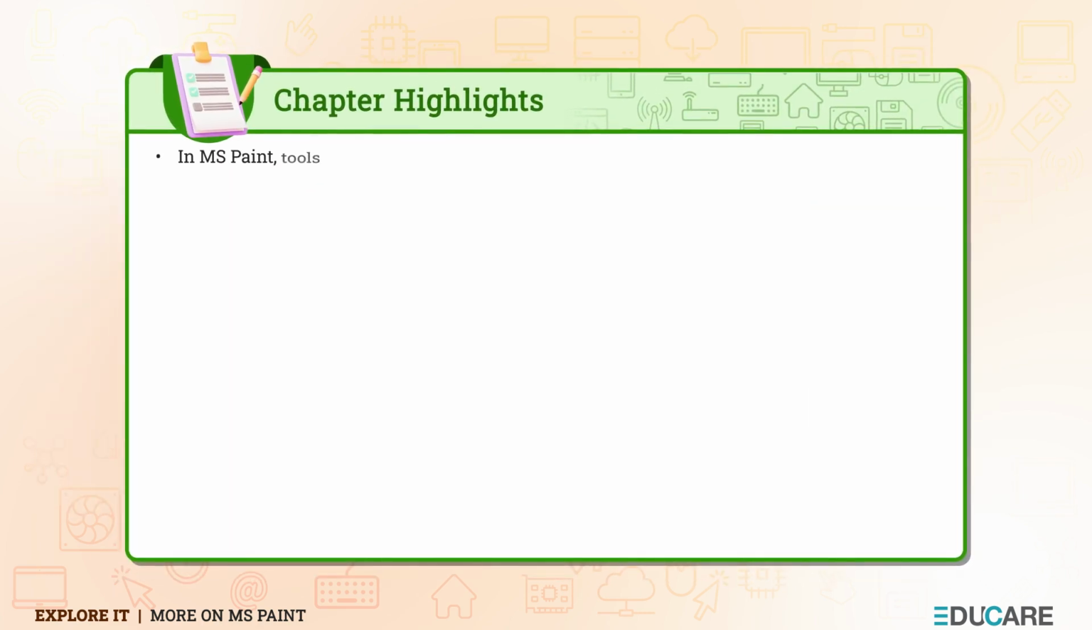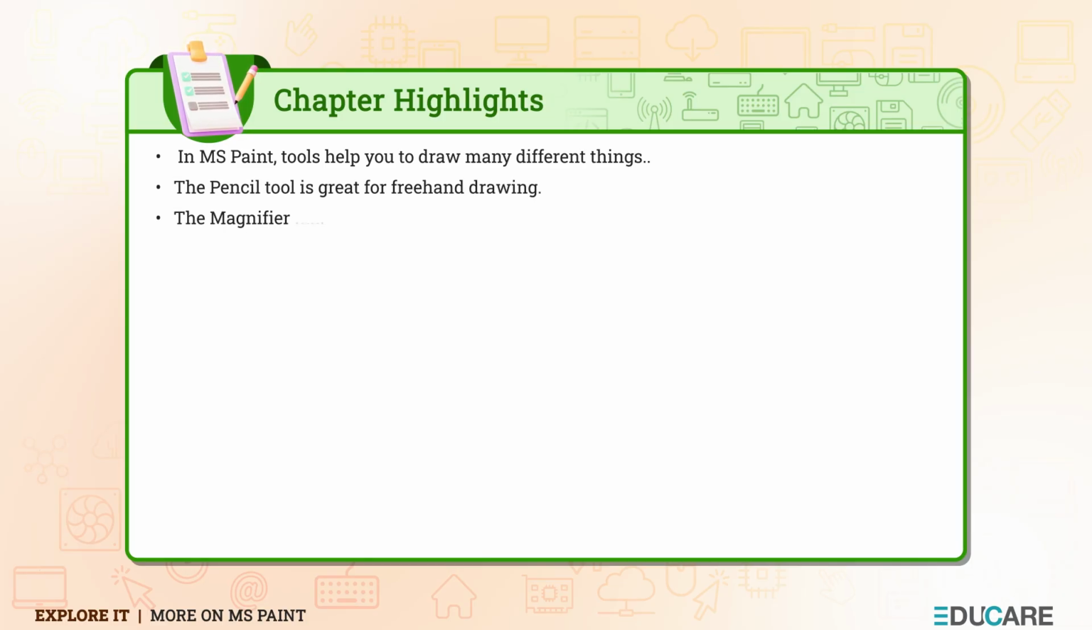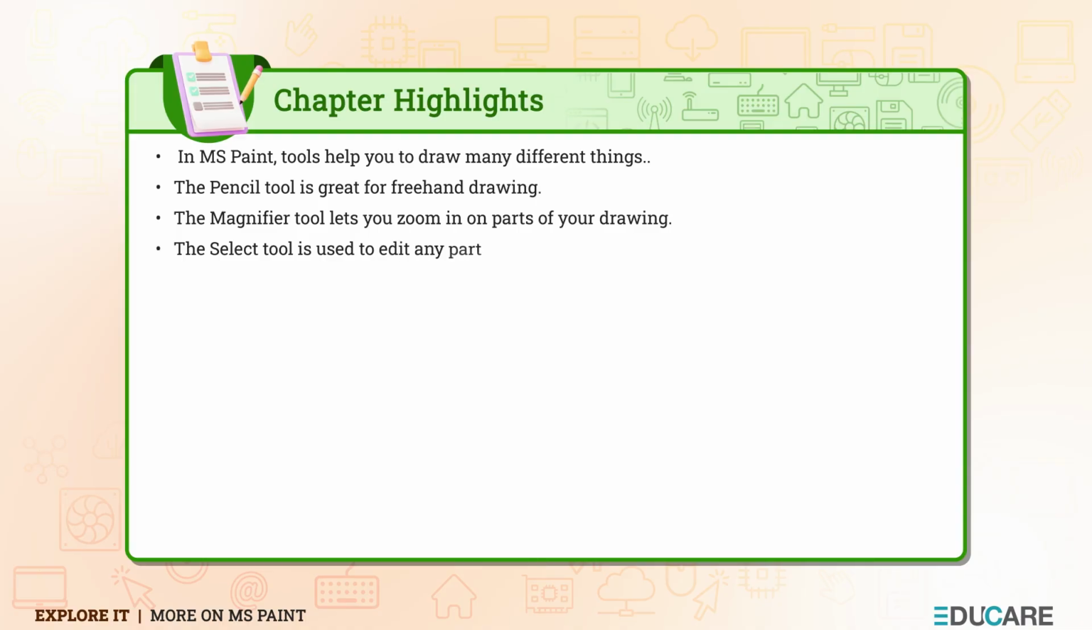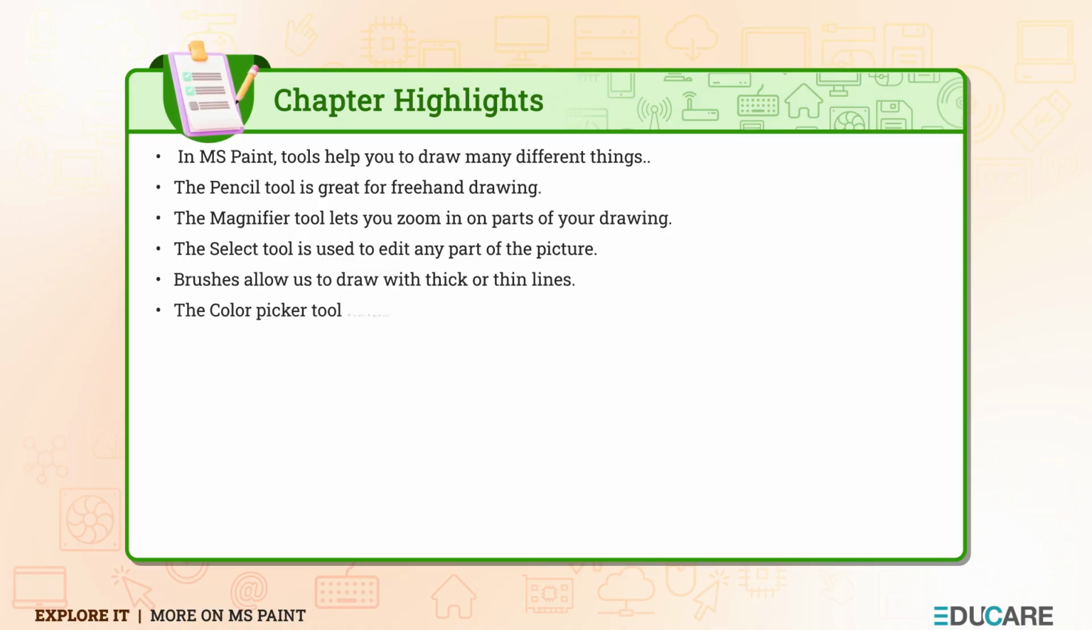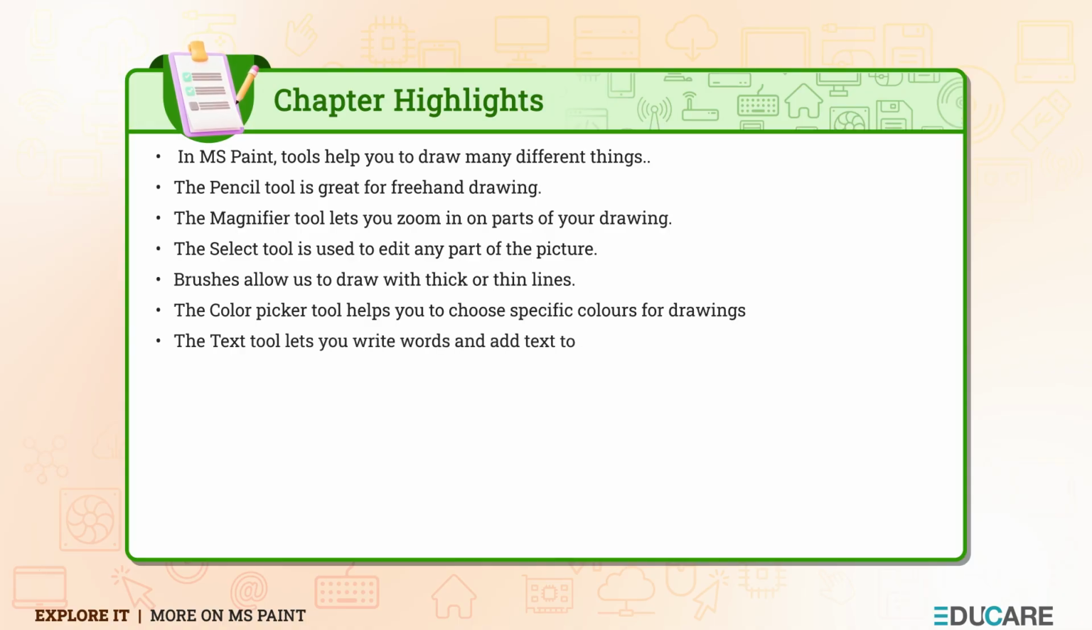Chapter Highlights. In MS Paint, tools help you to draw many different things. The pencil tool is great for freehand drawing. The magnifier tool lets you zoom in on parts of your drawing. The select tool is used to edit any part of the picture. Brushes allow us to draw with thick or thin lines. The color picker tool helps you to choose specific colors for drawings. The text tool lets you write words and add text to our pictures.